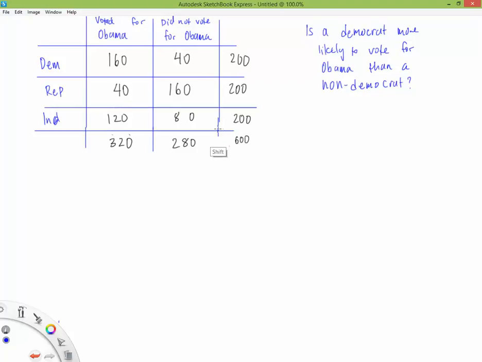Well, okay, so in this case, we ask, how likely is a Democrat to vote for Obama? And we would say 160 divided by 200, right? And we get 80% or something like that, right?